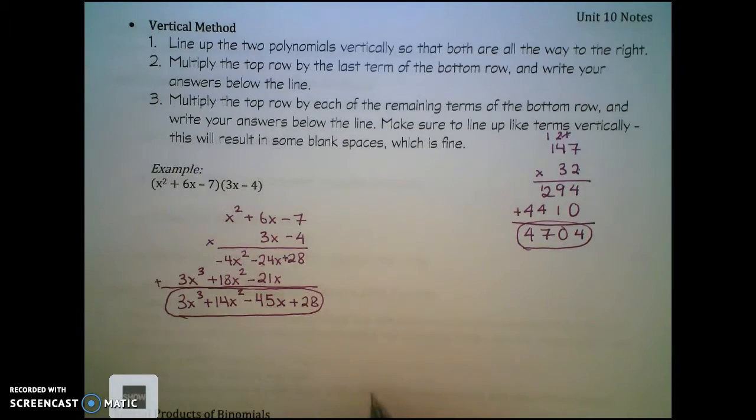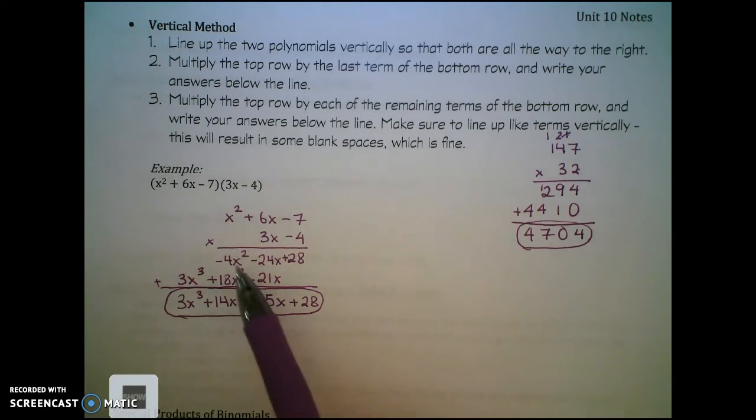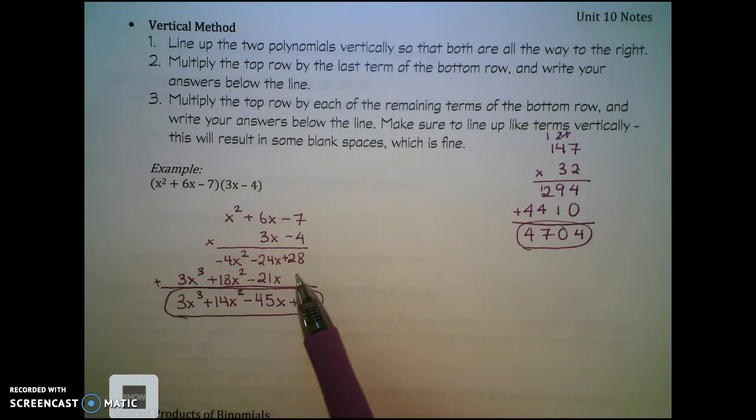It works the same way as when you use the horizontal method. It's just you're lining them up vertically. And then we add them the same way we added polynomials vertically in 2.2 or in 10.2. But you can use whichever method you prefer.